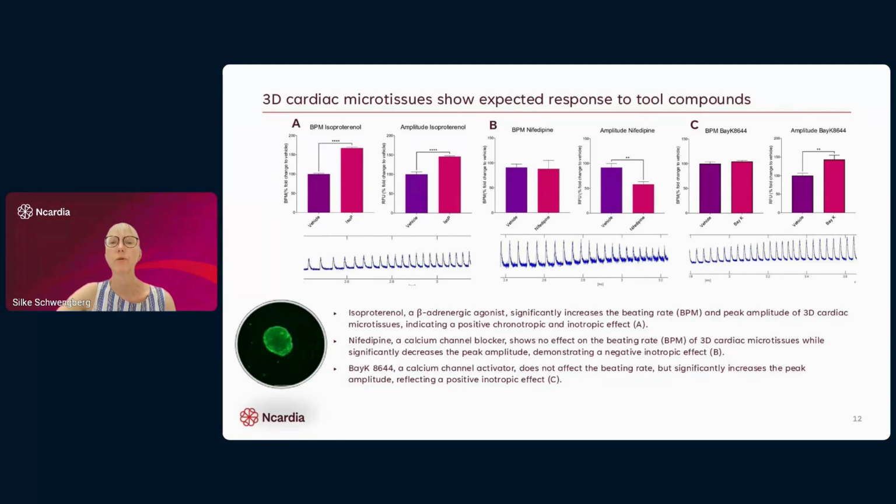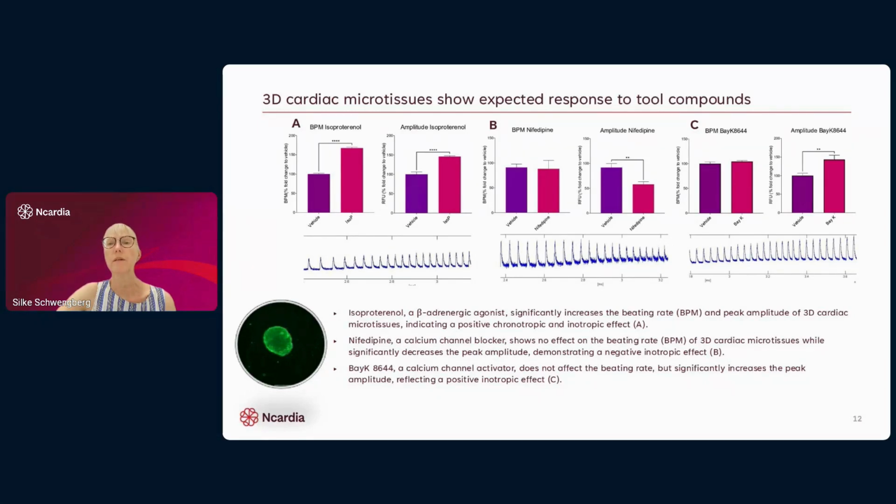But what was very interesting is that we also could see an increase in the amplitude. So that means that the contraction force should be bigger with an increase in the isoprenaline concentration.